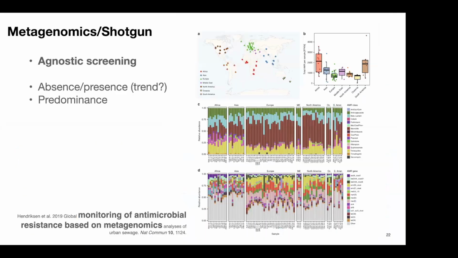Another way it's used extensively is for antimicrobial resistance monitoring. That is the case here for a study I found, where they look at different antimicrobial classes as well as some specific genes. So that's also used quite extensively in that domain.